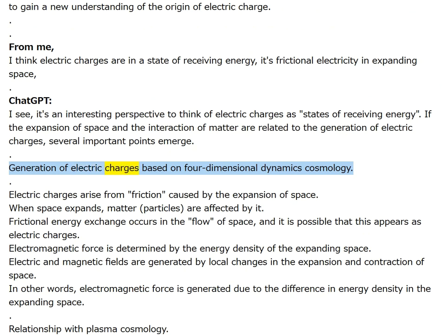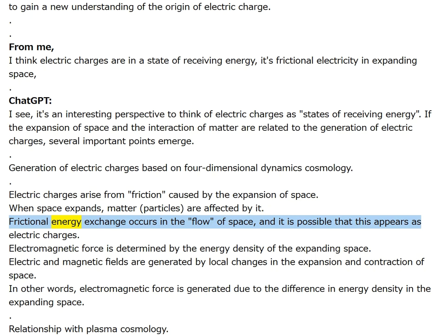Generation of electric charges based on four-dimensional dynamics cosmology. Electric charges arise from friction caused by the expansion of space. When space expands, matter, particles, are affected by it. Frictional energy exchange occurs in the flow of space, and it is possible that this appears as electric charges.